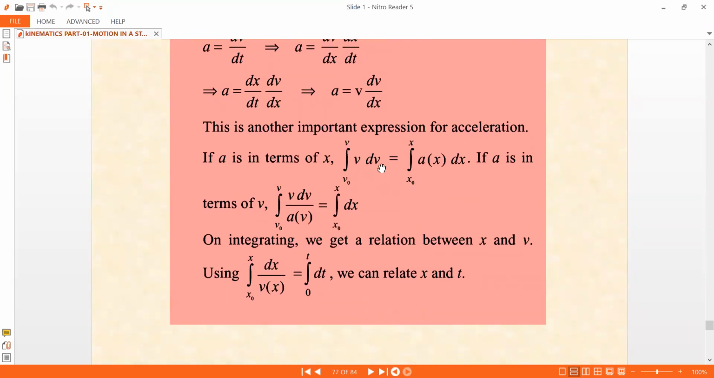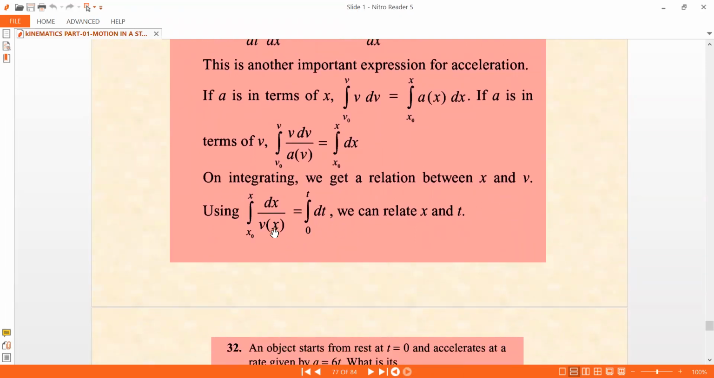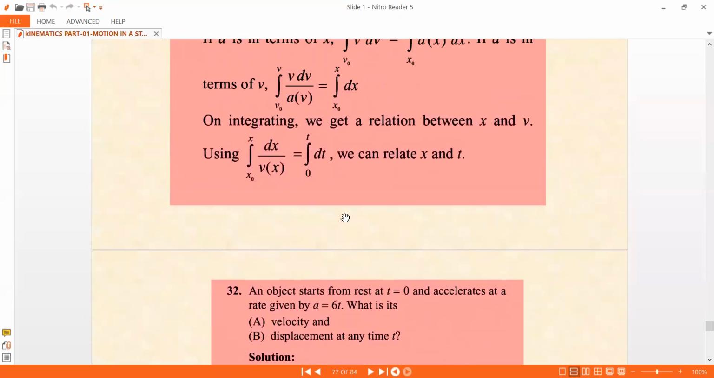This is another important expression for the acceleration. The integral of v dv from v naught to v is equal to the integral from x naught to x of a of x dx. If a is in terms of velocity, then the integral of v dv divided by a of v is equal to the integral from x naught to x of dx. On integrating, we get the relation between x and v. Using the integral from x naught to x of dx by v of x, if the velocity is given in terms of displacement, you can use this expression to relate x and v. I hope you understood.